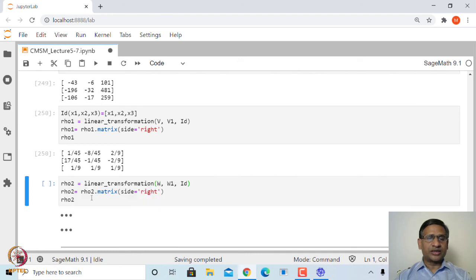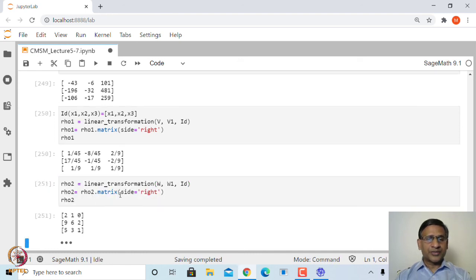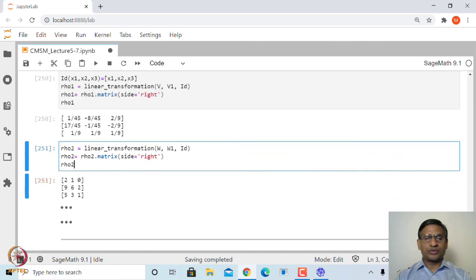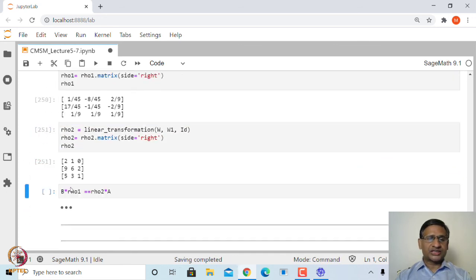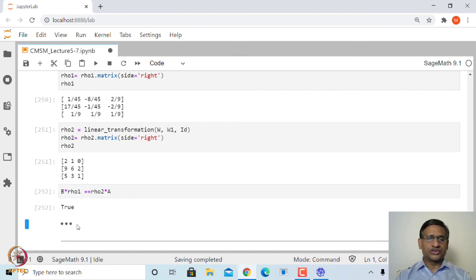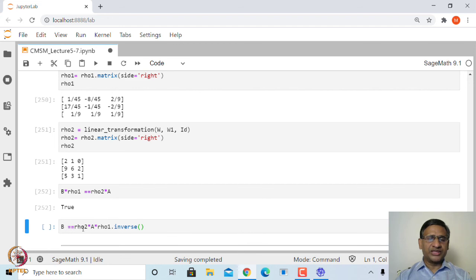Similarly, let us calculate the matrix of change of basis from standard basis to B2. This is rho 2. Now let us check what we wanted. We can check that B times rho 1 is equal to rho 2 times A, and the answer is true. Or we can check that B is equal to rho 2 times A times rho 1 inverse. So we have verified what we wanted.